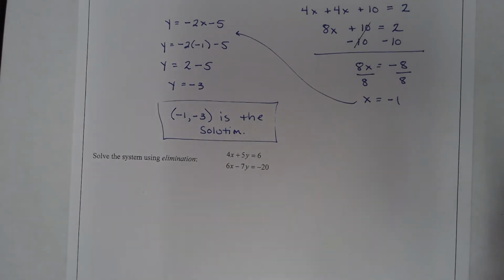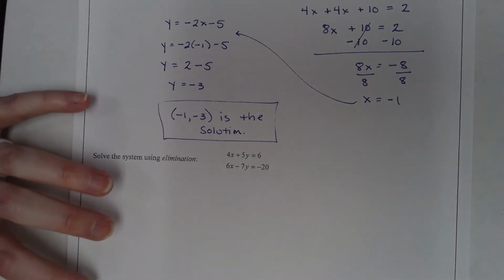Okay, so now when I look at this, I need one of the letters, one of the variables, to cancel out, which means I need opposite numbers in front. I need a positive 5 and a negative 5, or a positive 10 and a negative 10, something like that. The method that I'm showing you, or that you saw yesterday, will always work. There are other ways you could do it, but this method will always work.